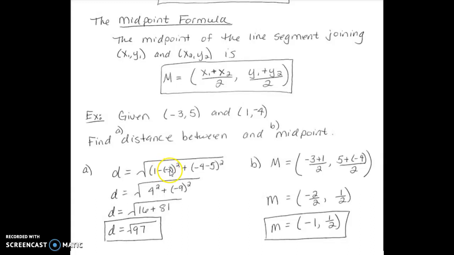So 1 minus -3 means 1 plus 3, which is 4. Then we square. Plus -4 minus 5 is -9, and we still have to square. When we square 4, we get 16. When we square -9, you get 81. Then we add those results together, so we end up with 97 under the square root. So our answer is distance equals the square root of 97. If this is a number that would simplify under the square root, you would need to do that.